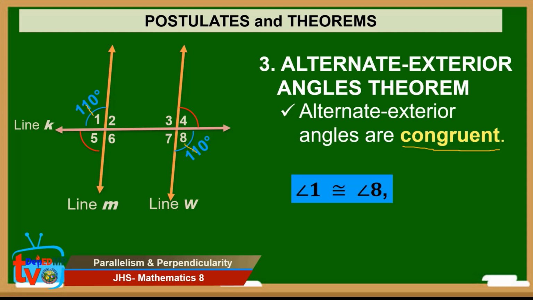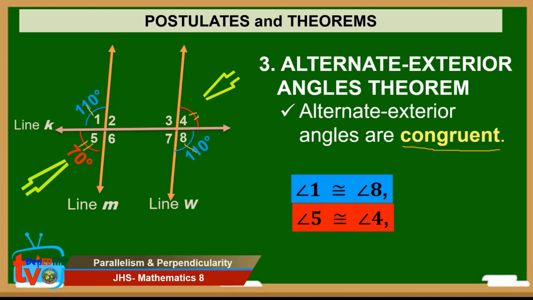And angle 5 is congruent to angle 4. If angle 5 is equal to 70 degrees, then angle 4 is also equal to 70 degrees. Can you follow? You can note some questions in your paper, and you can always go back to the previous part of this video if necessary.